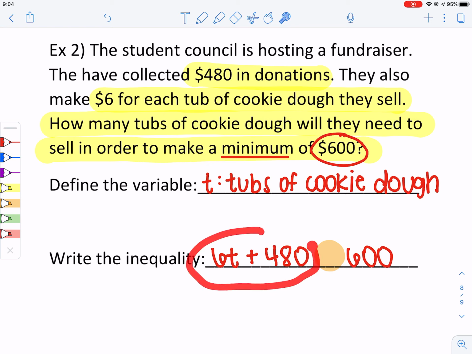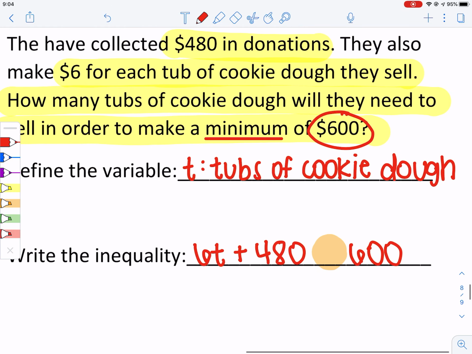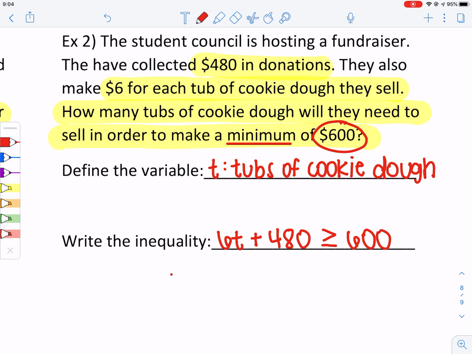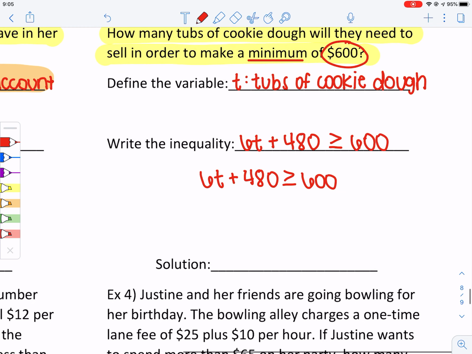This total amount here is how much they're making on their fundraiser, and they want this total amount to be a minimum of $600. So if the minimum is $600, they could make equal to $600, and they could make more than $600. That'd be great. It's a fundraiser. You can make more than your goal, but they don't want to make less than $600. So our inequality here is 6T, because it's $6 for each tub of cookie dough, plus the $480 in donations, has to be bigger than or equal to their goal, which is $600.